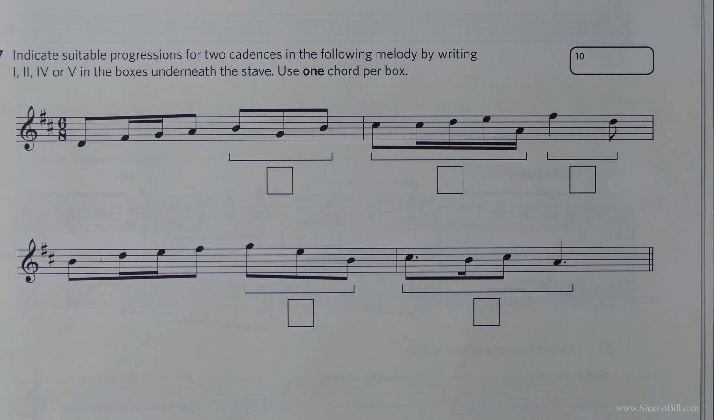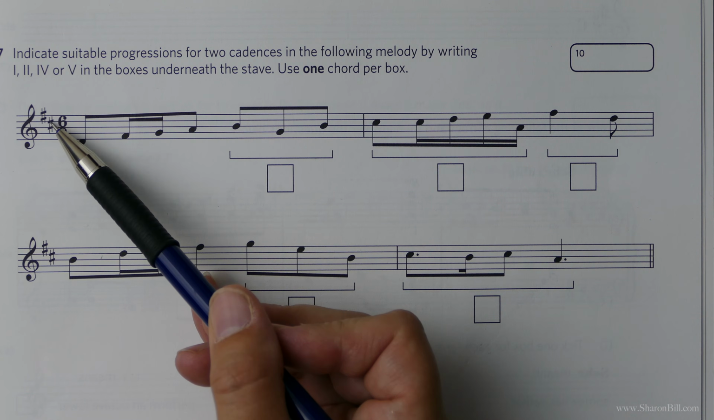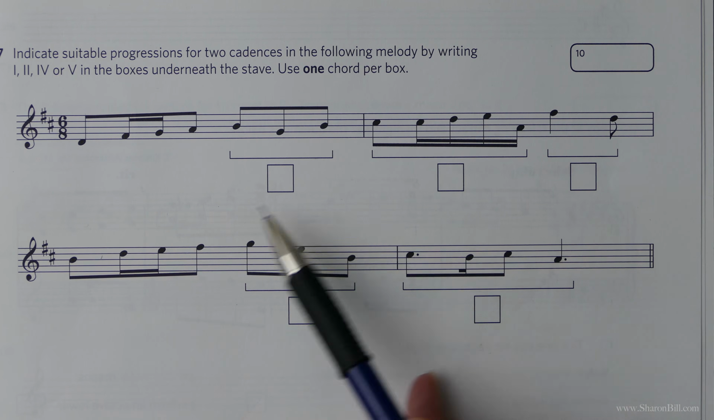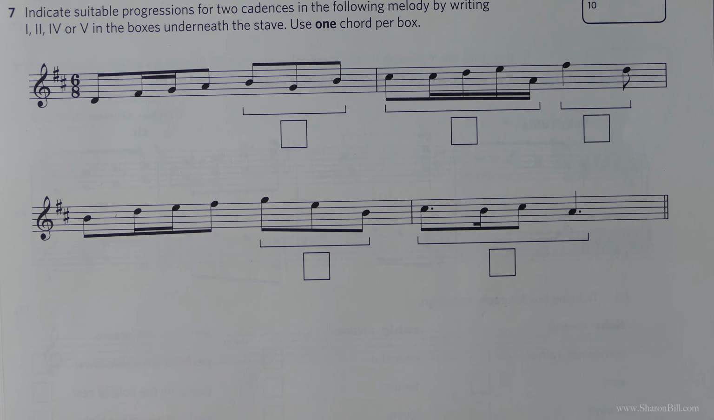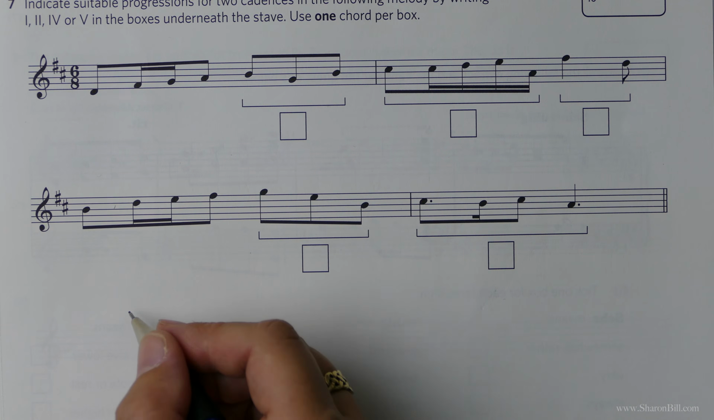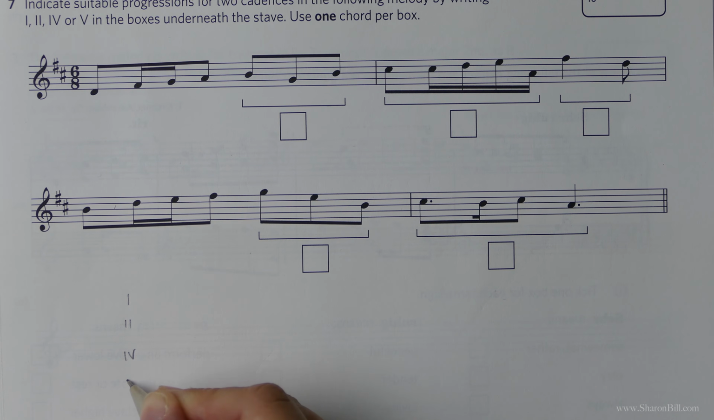So first of all, we've got to decide what key we're in. And if you find that your chords are becoming a bit obscure, chances are it's because you've got the wrong key. So maybe it's a major, maybe it's a minor. Now this is the key signature for D major, and there are no other accidentals to tell us otherwise. And so we need to write the chords for D major. So we've got chords 1, 2, 4 and 5.